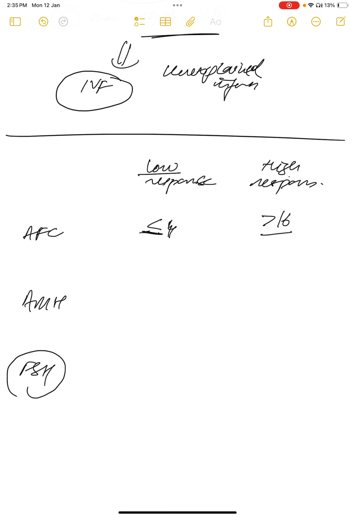FSH, if it is high, it is low response. And if it is low, it is good. AMH is less than 5.4 for low response, and if it is more than or equal to 25, it is high response.